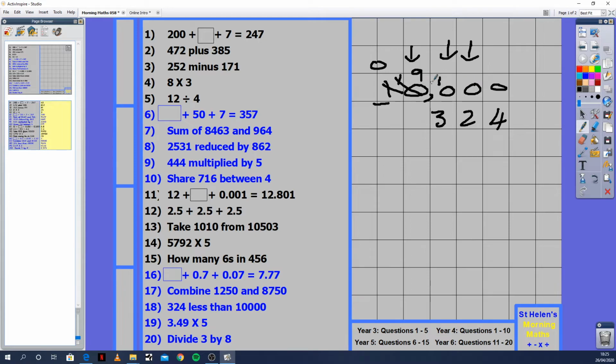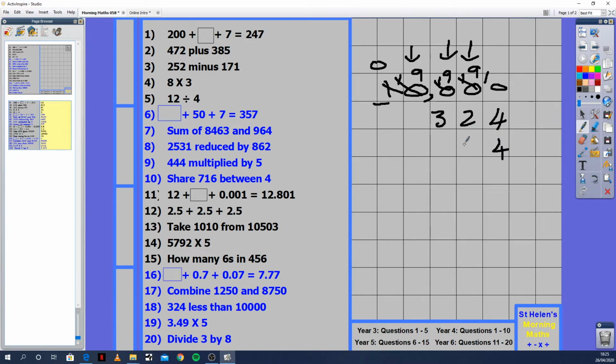But then I need to borrow to give this place value 1. So that's going to become 9, and then that's going to become 10. I need to give that 10 to the units. So I need to borrow. That's going to become 9, and that's going to become 10. Now stop, because you don't want to borrow anymore. You don't need to. 10 minus 4 is 4.